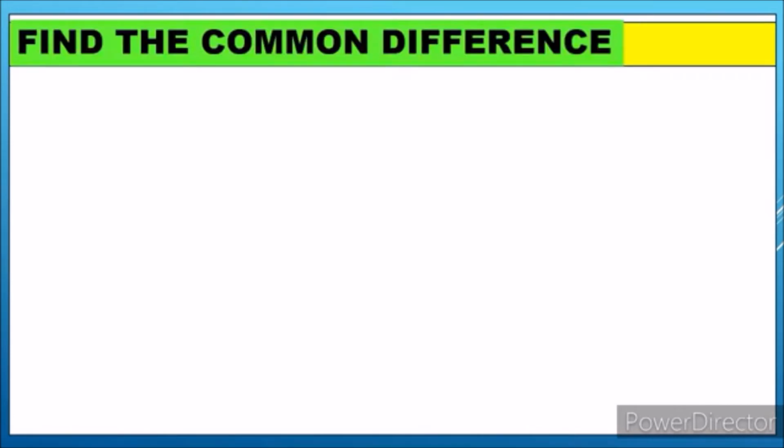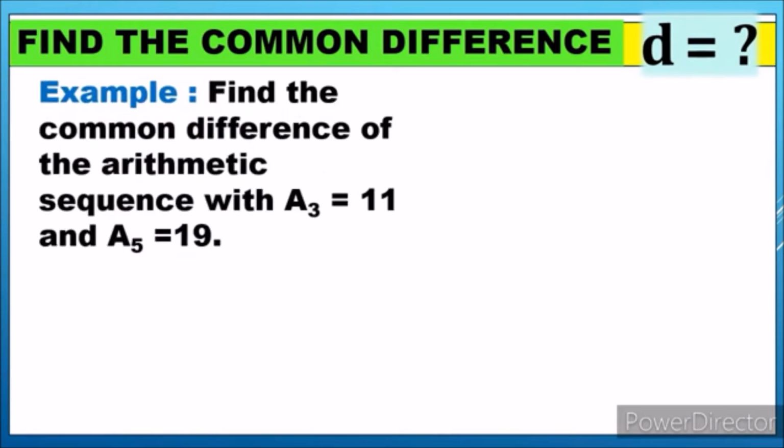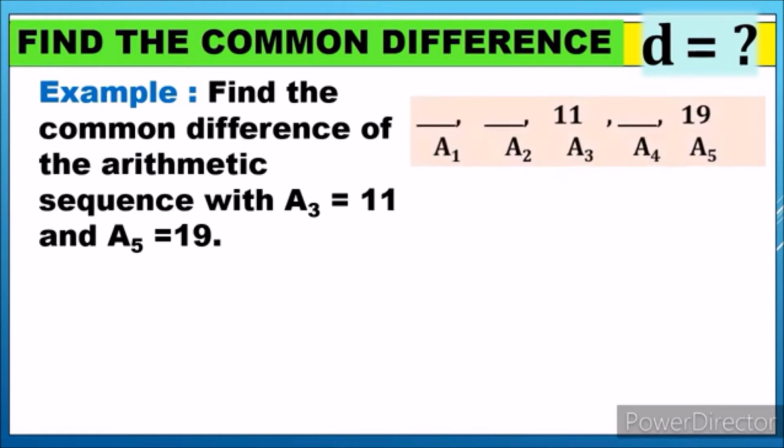Okay, moving on with the next objective, which is finding the common difference, or the d. Example: find the common difference of the arithmetic sequence with a sub 3 equal to 11 and a sub 5 equal to 19. So in this example, we are going to find the common difference.